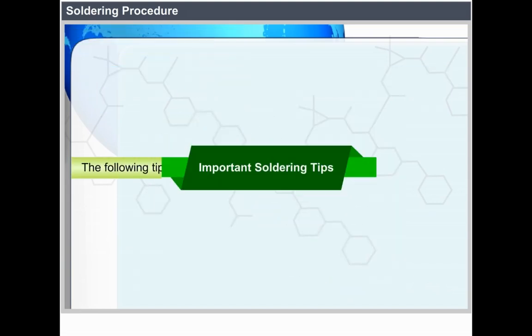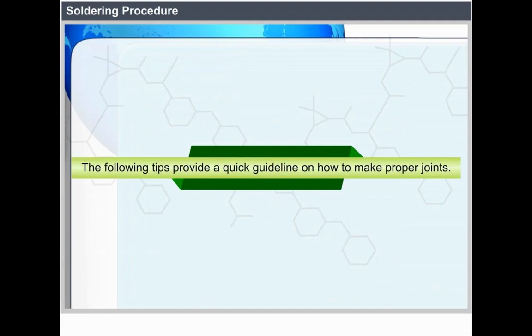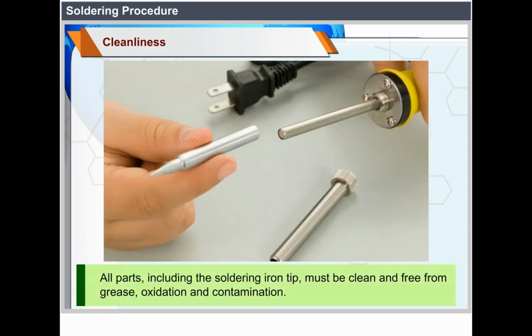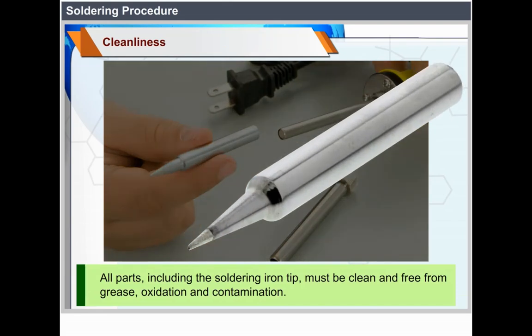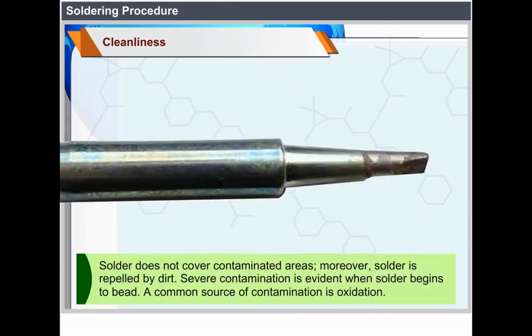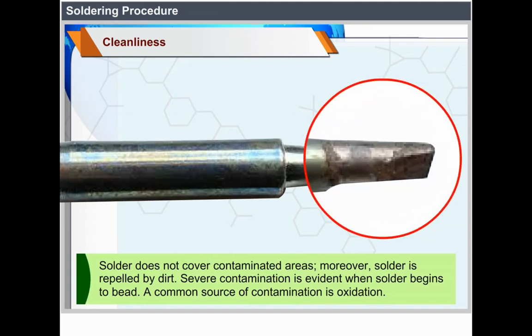Important soldering tips. The following tips provide a quick guideline on how to make proper joints. Cleanliness. All parts, including the soldering iron tip, must be clean and free from grease, oxidation, and contamination. Solder does not adhere to contaminated areas. Moreover, solder is repelled by dirt. Severe contamination is evident when solder begins to bead.